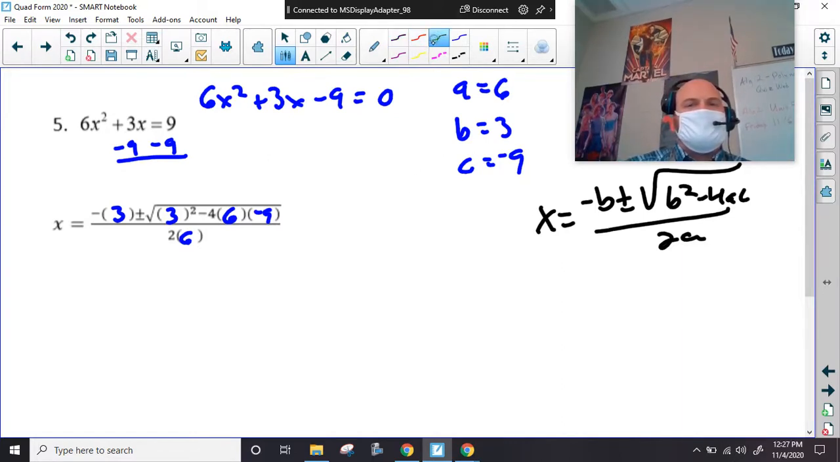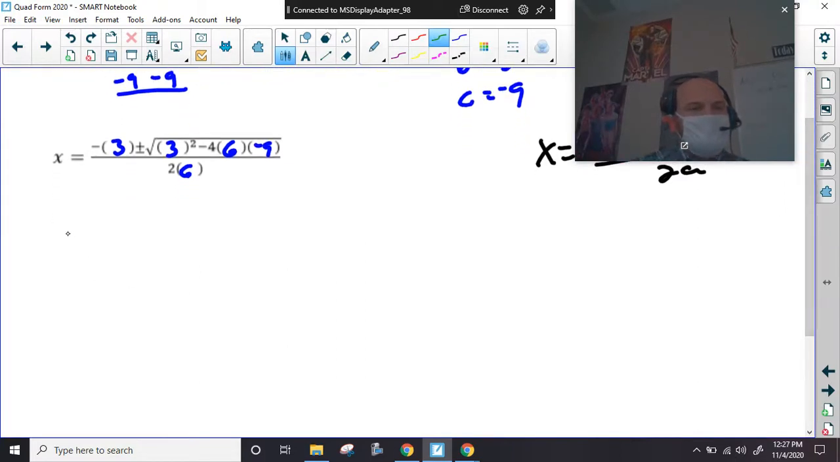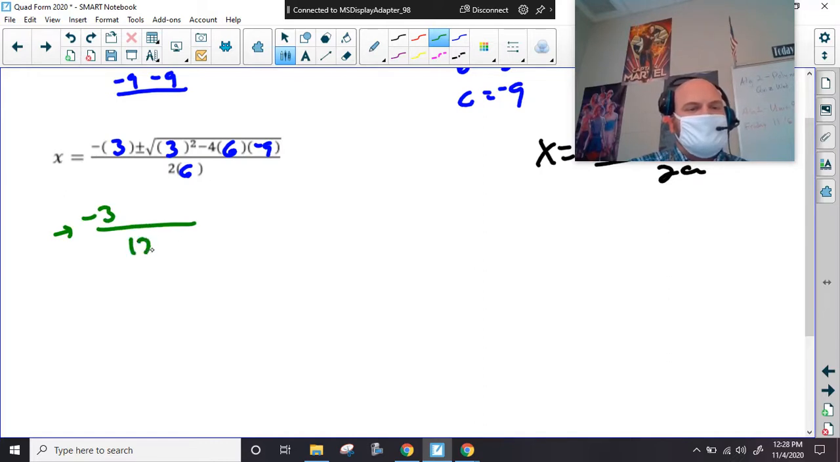Now, negative times 3 is just negative 3, and 2 times 6 is going to be 12. We got the plus or minus, and now we do the discriminant. 4 times, whoops, not 48. 6 times negative 9. Now we get 225. We can take the square root of 225, which is 15.